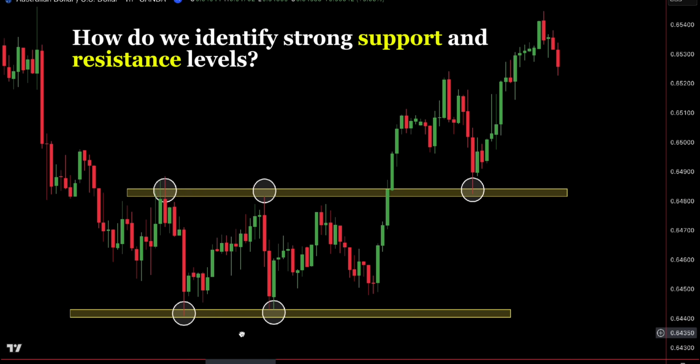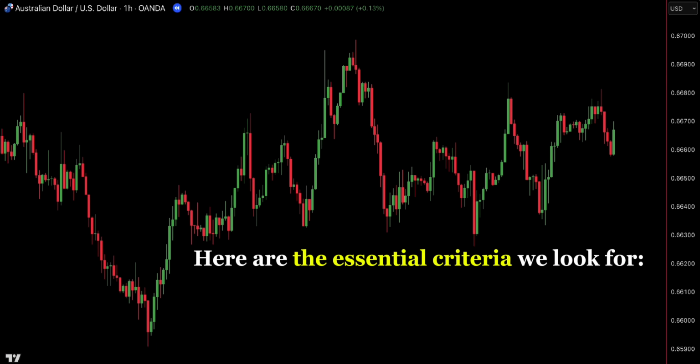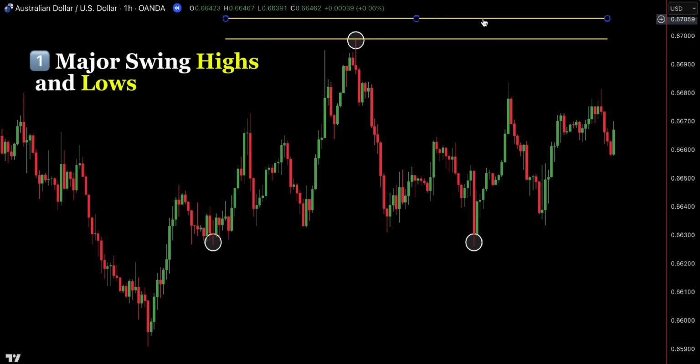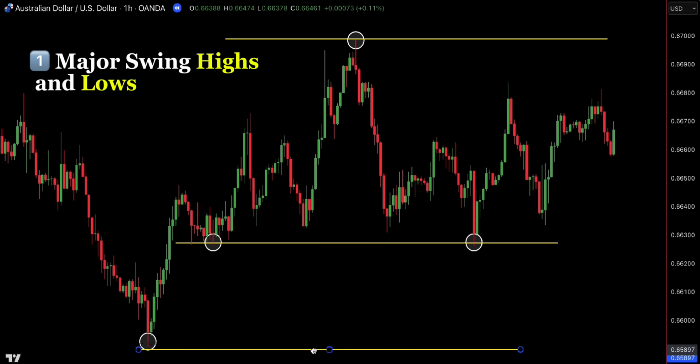Now, how do we identify strong support and resistance levels? Here are the essential criteria we look for. Major swing highs and lows. We start by identifying the extreme turning points in the market, the highest and lowest price levels that have been reached recently. These are key areas where price has reversed in the past and could react again.